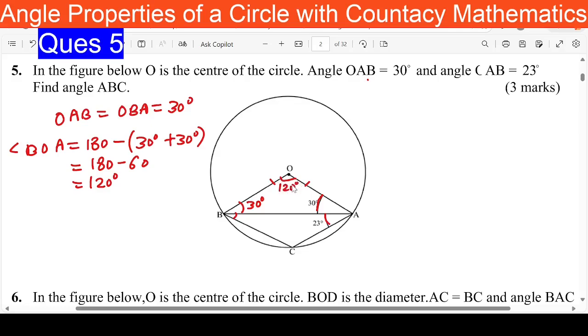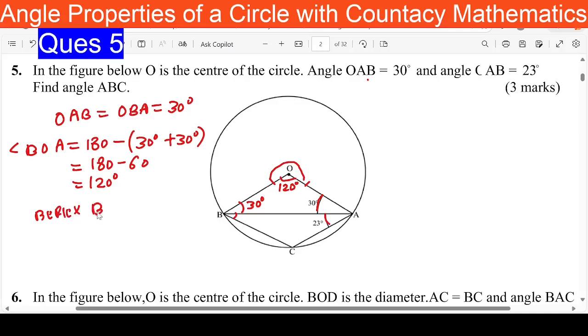We can actually confirm that by adding 120 plus 30 to see if we get 180 degrees, and actually you should be able to get that. So with that information, we can now go ahead and find another angle. I believe we can find this angle, that is the reflex of BOA. Let's do that very quickly.